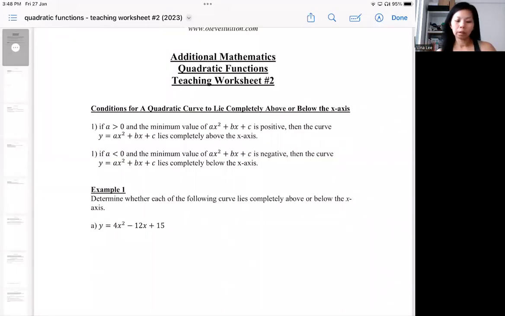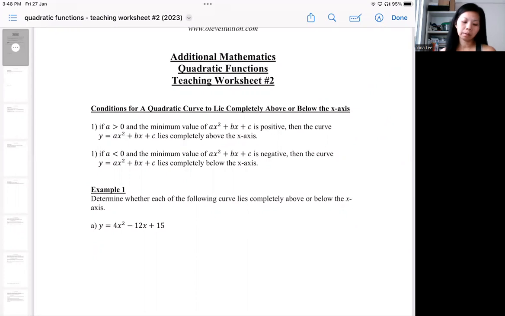Okay, so for this section, we're going to be discussing the condition for a quadratic graph to be entirely above or below the x-axis. Again, it's related to the complete square concept, and we already did quite a bit of complete square in the first teaching worksheet. By now, you should be very fluent in your complete square. There shouldn't be any careless mistakes.